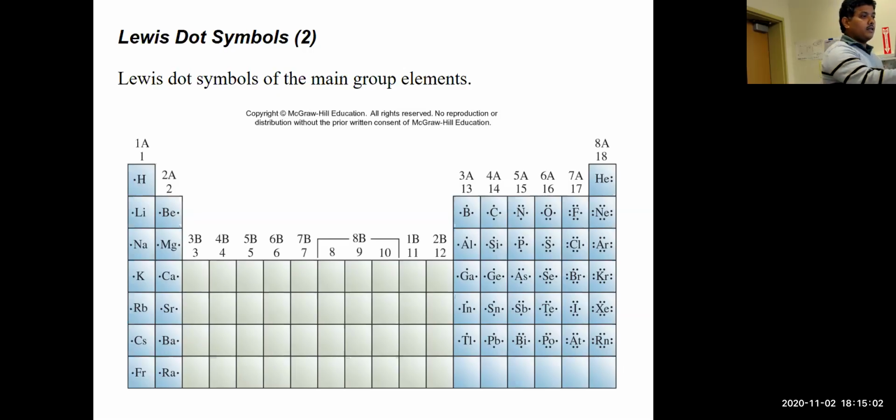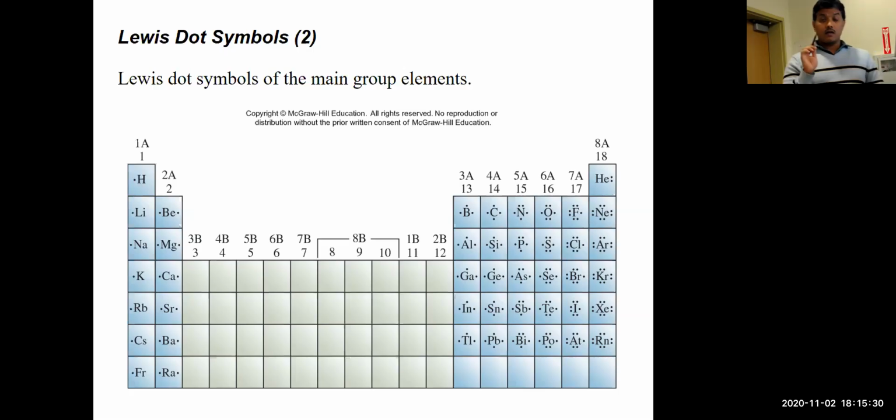See, group 1 elements here have single electrons, and group 2 elements here have a pair of electrons. Group 3 elements have 3 single dots, and group 4 has 4 single dots, and group 5 has 5 dots, but 1 as a pair.